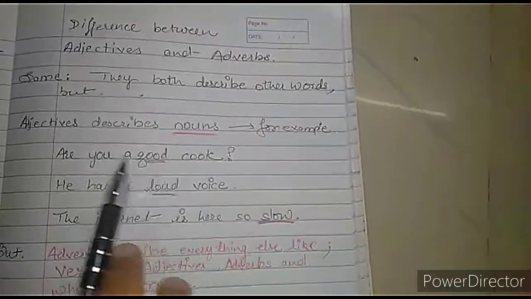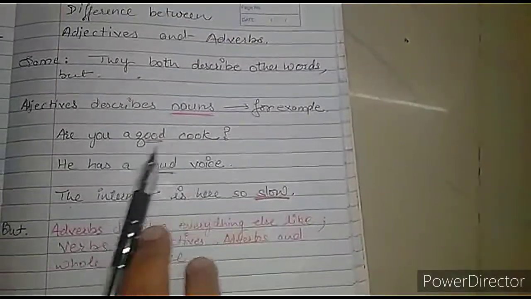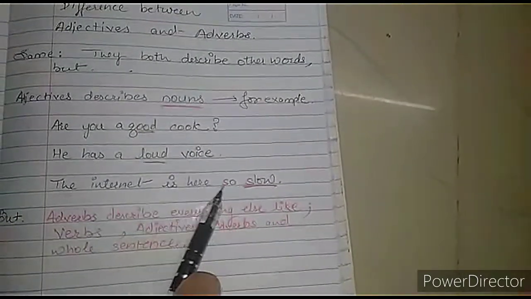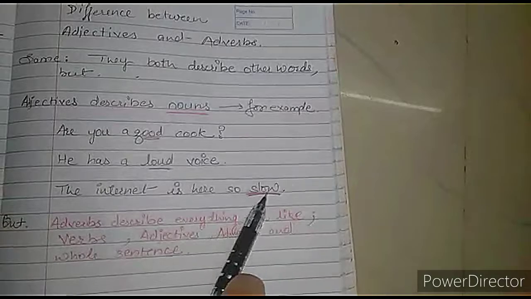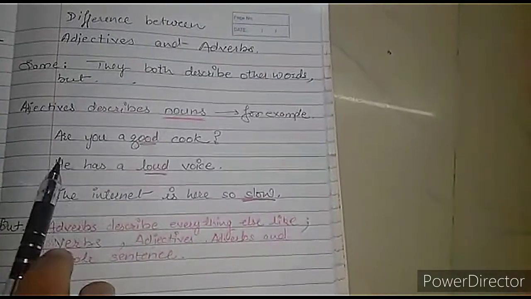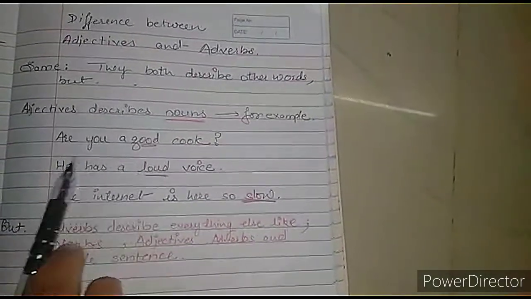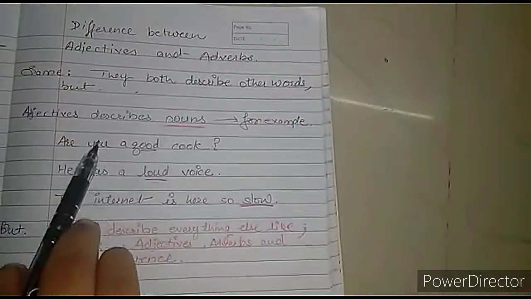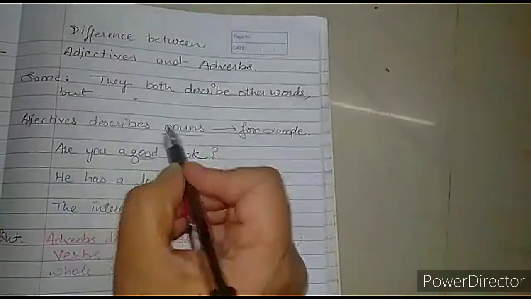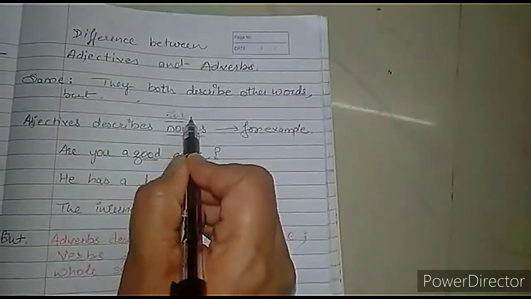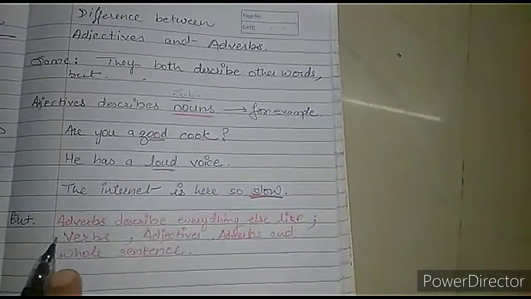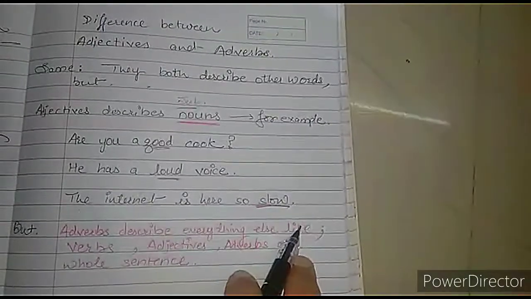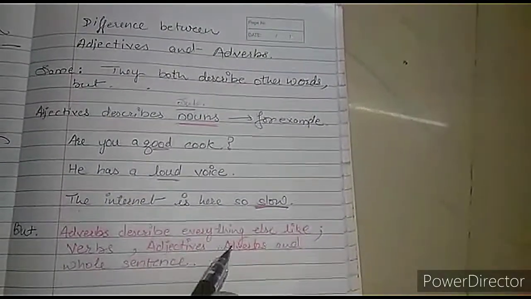For example, are you a good cook? He has a loud voice. The internet is so slow. Now, slow here describes the internet, this noun. Loud here describes his voice. Good here describes him also, the subject. So adjectives describe a subject in a sentence. But adverbs describe everything else in a sentence, like verbs, adjectives and adverbs.